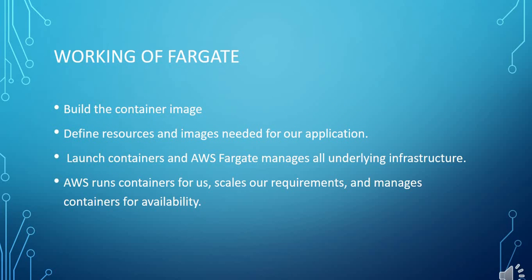The working of Fargate is that we build a container image, define the resources and the images needed for our application, and we launch our containers. AWS Fargate manages all the underlying infrastructure. AWS runs containers for us, scales our requirements, and manages containers for availability.